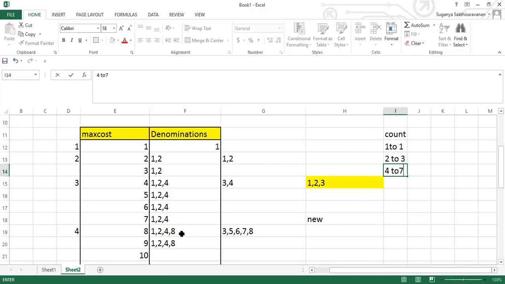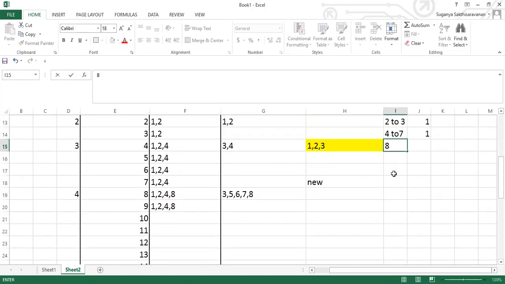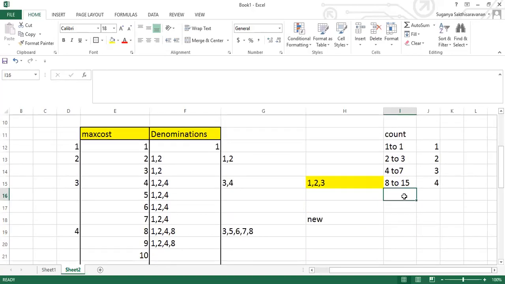In the same way 4 coins, so 1 coin, 2 coins, 3 coins, and starting from 8 to 15. Then 2 coins, 3 coins, 4 coins, and starting from 16 to, I believe, 31, we'll be getting the same number of coins, that is 5 coins.